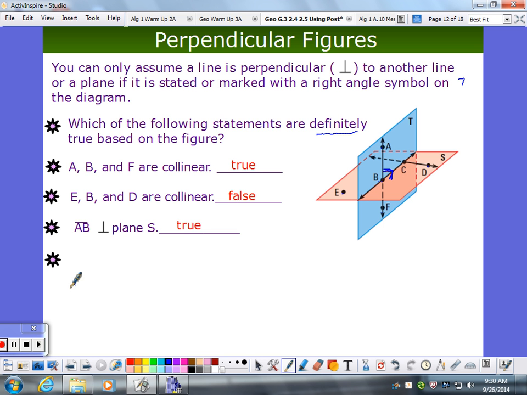What else we got? CD is perpendicular to plane T. Where is CD? CD perpendicular to T. What do you say? So here's the pencil poking out of the blue piece of paper. Perpendicular? What do you think? Well, it sort of is. Sort of is? What do you think, Joseph?